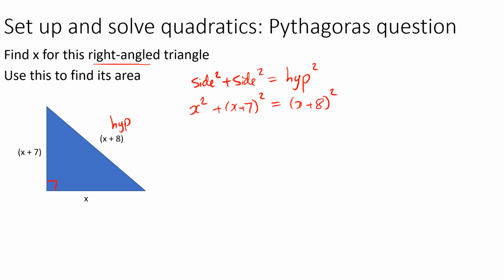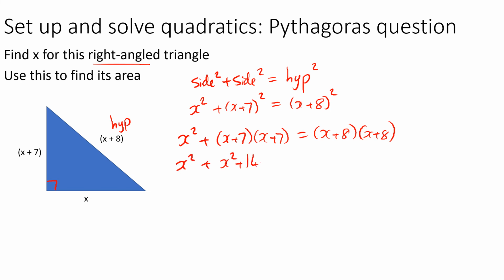Now if we wanted to solve this, we need one side to be equal to 0, so we need to expand things. And just be really careful when you've got a square on a bracket, that means that you have that bracket written down twice. So we do that. And then we're going to need to expand those brackets. So this one will be, once we've expanded it, 14x plus 49. And this one will be 16x plus 64.